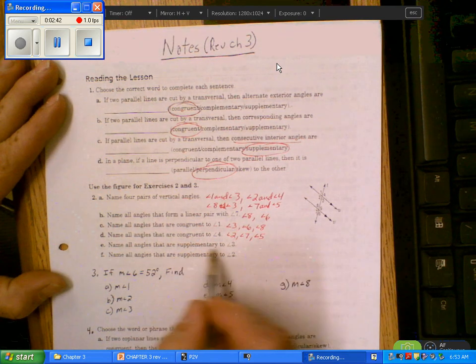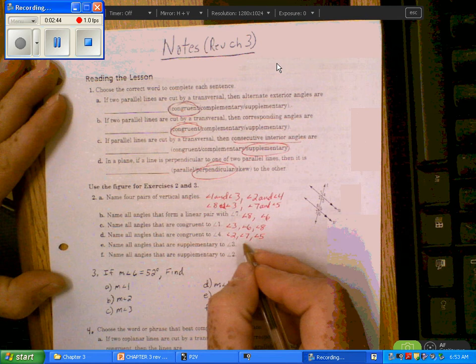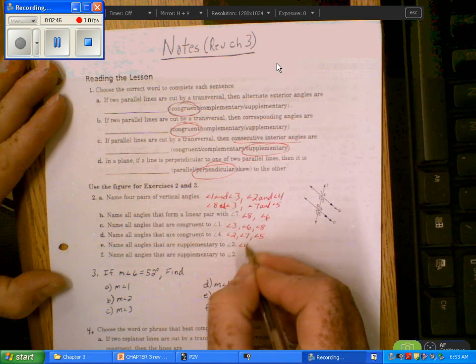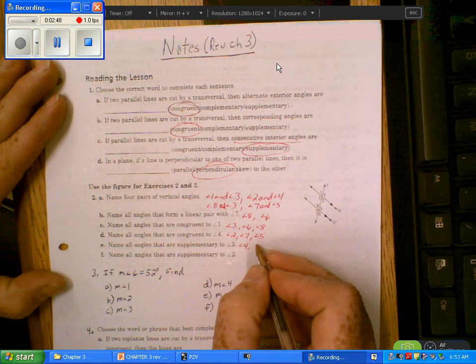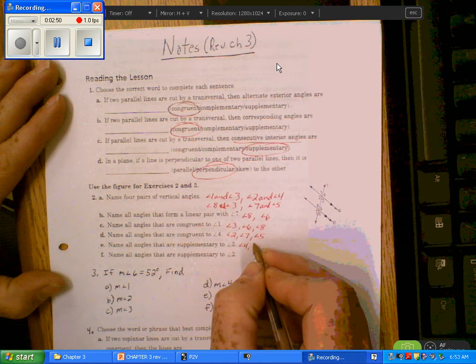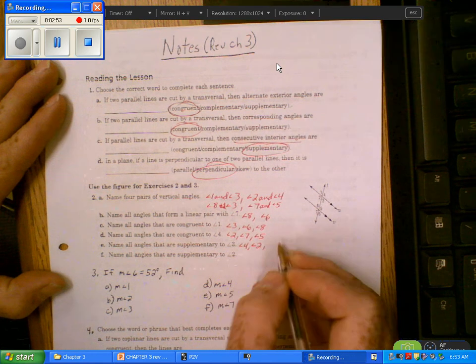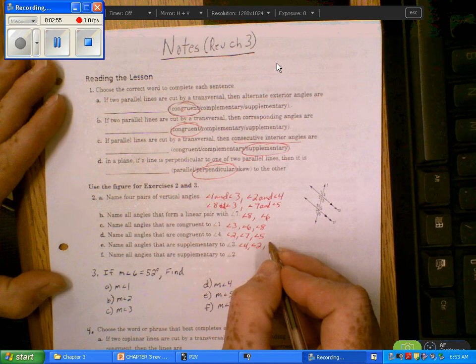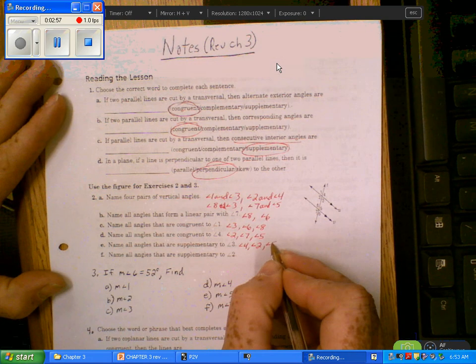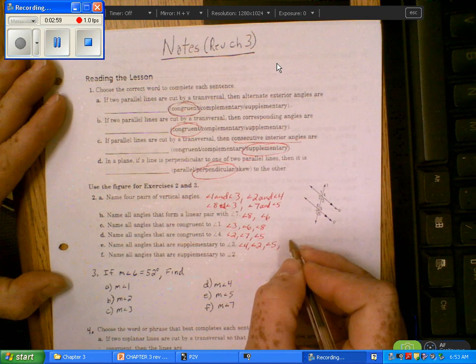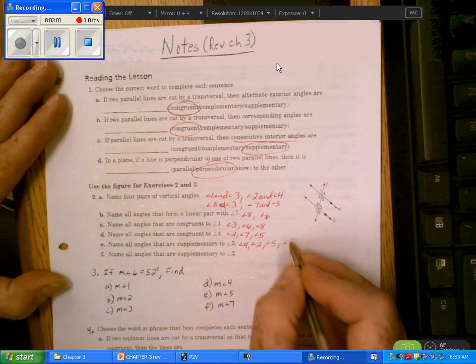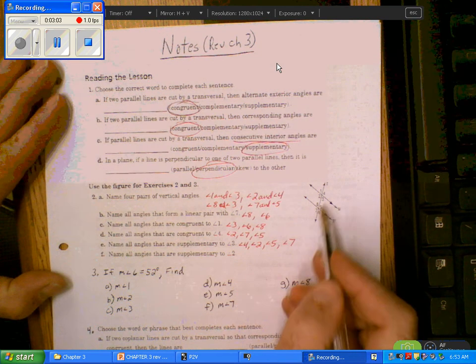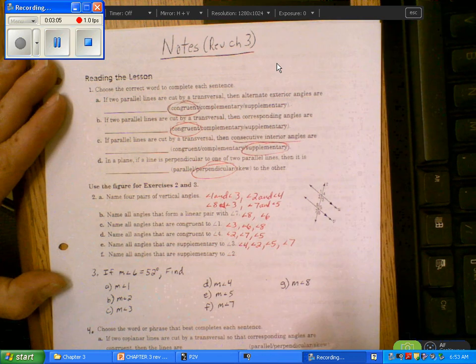Name all angles that are supplementary to angle 3. Angle 4 is, because together they make a line. Angle 2 is, because together they make a line. Angle 3 and 5 are consecutive interior, so they have to be supplementary. And then angle 3 and 7 aren't anything to each other, but they are supplementary to each other because 5 and 7 are the same.